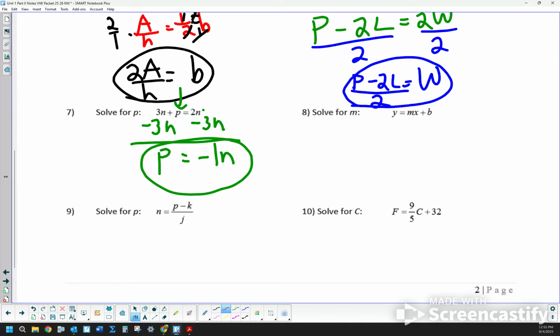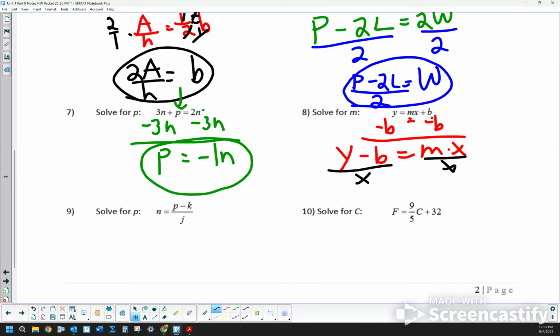You can combine like terms if they are like terms. Now y equals mx plus b, we're solving for m. Before we jump over to the m, we have to subtract the b, the outermost pieces. So we're going to subtract b. Y minus b equals mx, and these are being multiplied. So to undo multiplication, we can divide by x. So m equals y minus b all over x.